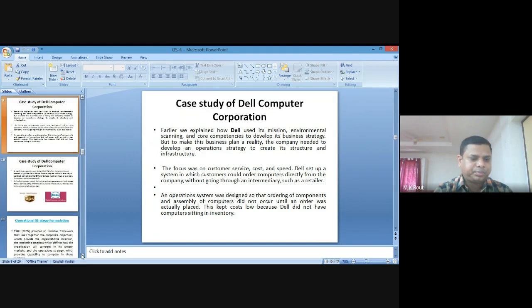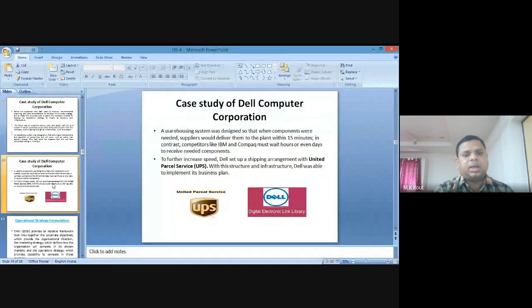Moving to the next part, in the same case study, a warehouse system was designed so that when components were needed, the supplier would deliver them to the plant within 15 minutes. Just imagine, within 15 minutes the supplier will deliver the raw material and the component or sub-component. In contrast, computer makers like IBM and Compaq waited for hours, even days, to receive the needed components.